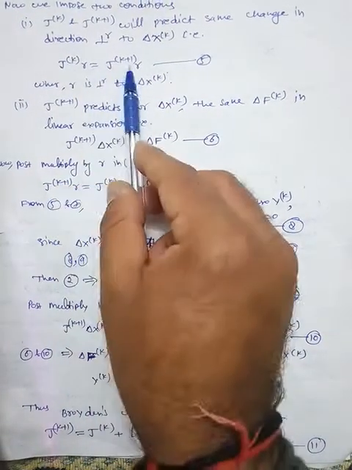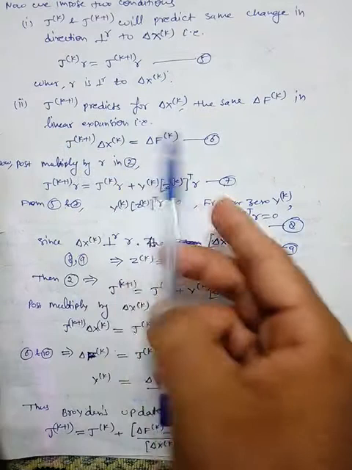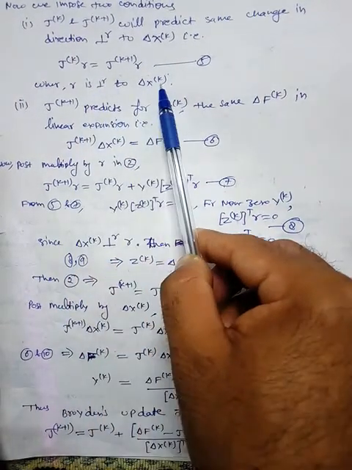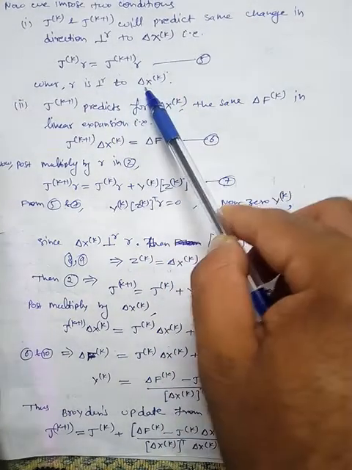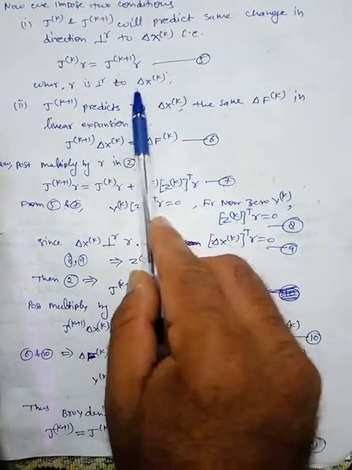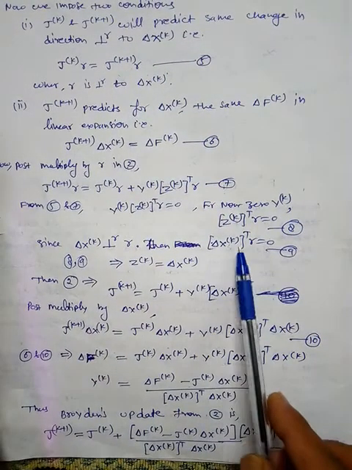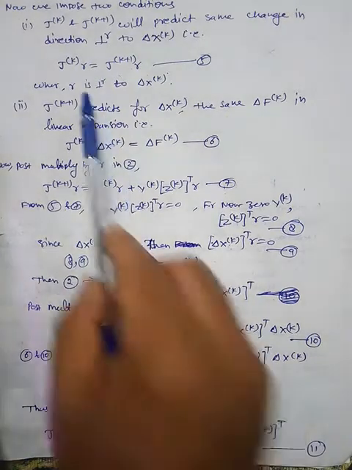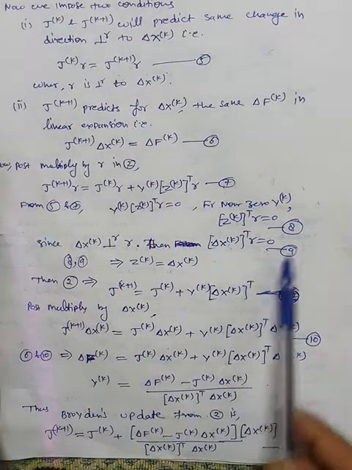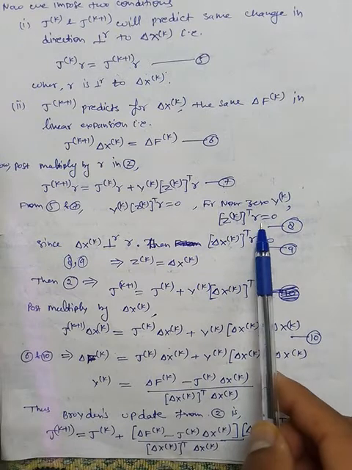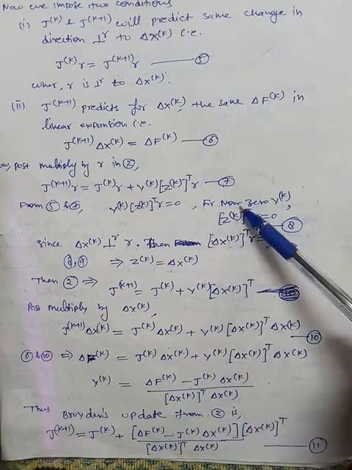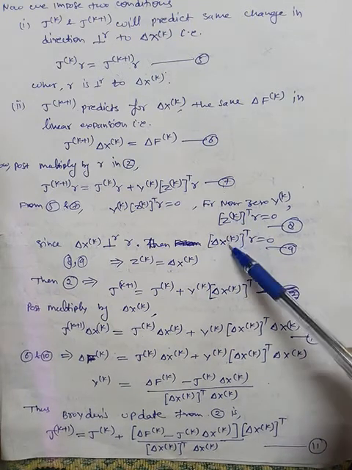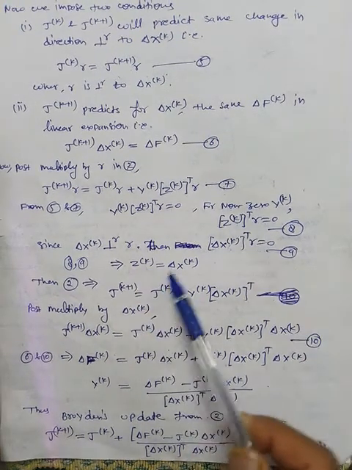In the first assumption, we have already taken that this r is perpendicular to delta xk. That means the product of delta xk and r should be 0, and hence delta xk transpose into r is also 0, because they are perpendicular to each other with the help of this condition. So if you compare 8 and 9, this is equal to 0, this is equal to 0. That means this quantity should be equal to this quantity, or we can say that they are parallel to each other. So that's why zk is equal to delta xk.